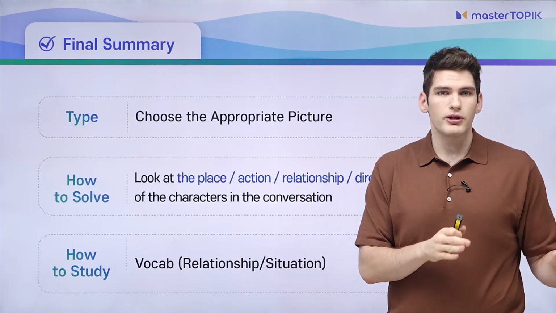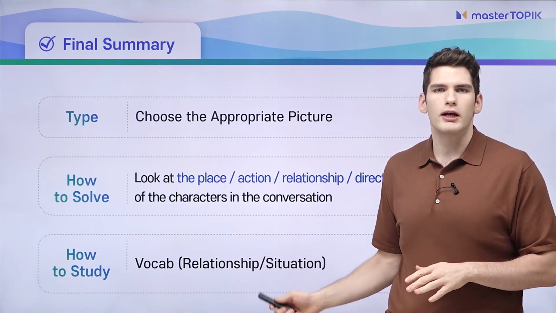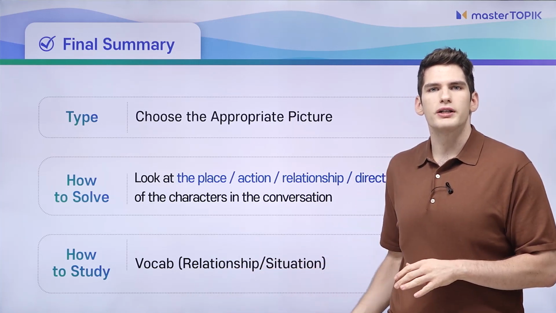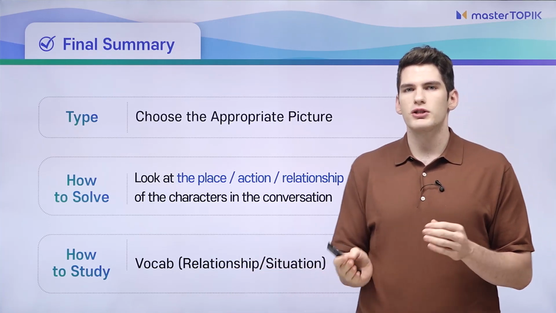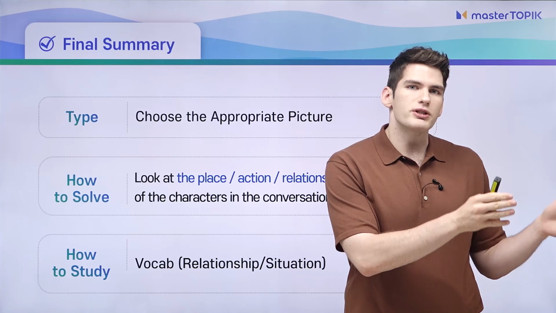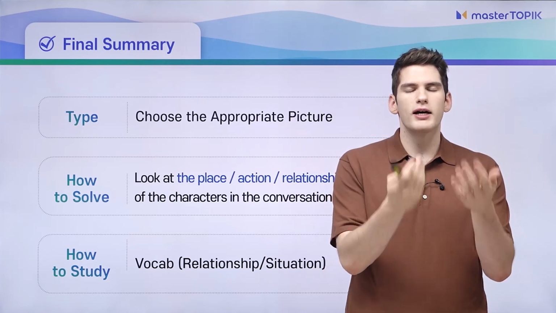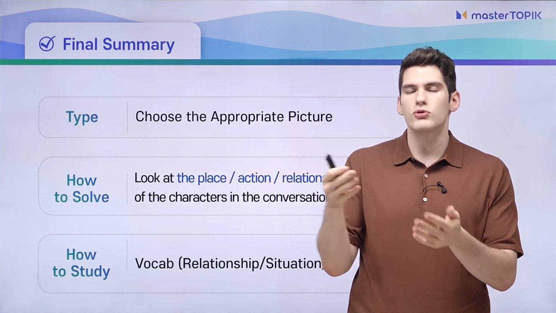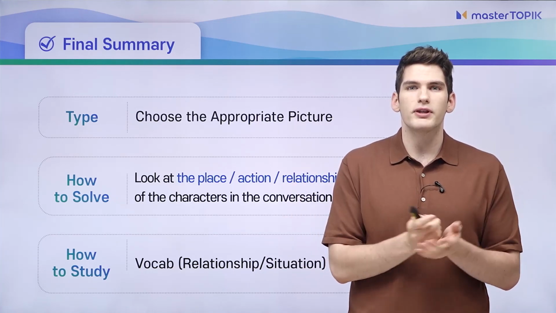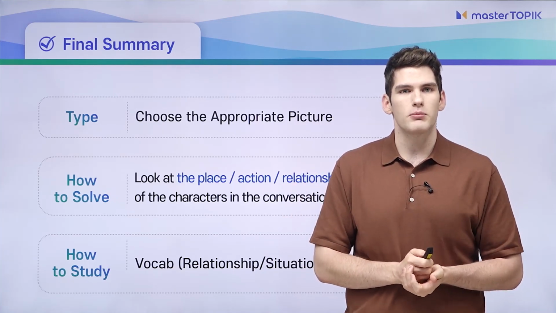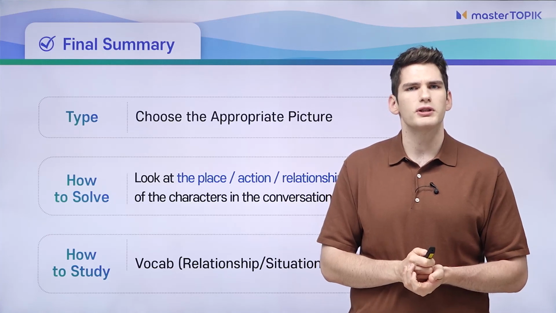Just like we did earlier, you're going to study vocabulary based on relationship or different situations. So words you're going to use when waiting for the bus, words you're going to use at a bank, words that a shop owner would use to a customer and what a customer would say to a shop owner. All of these different things are going to help you solve numbers 13 and 14, 14 and 15, whatever it is.